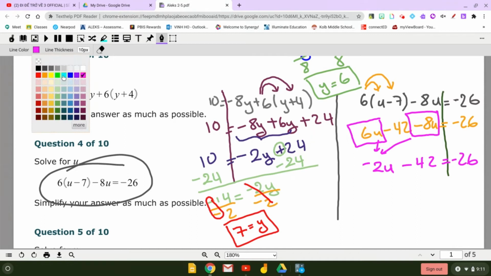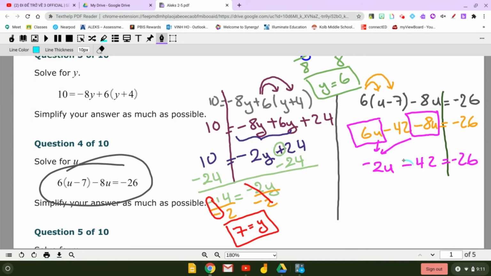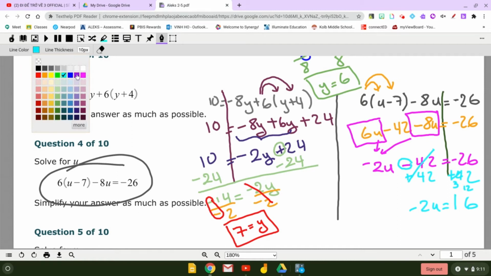We try to get u by itself. So you're going to move 42. 42 is negative. We're going to add 42 on both sides. That, cancel that. So -2u equal to -26 plus 42. Opposite signs we subtract. So 42 minus 26. 2 cannot minus 6, so we borrow from neighbors. That will give you 12 minus 6, which is 6, and 3 minus 2, which is 1. So it's 16. All right, what is our next step?